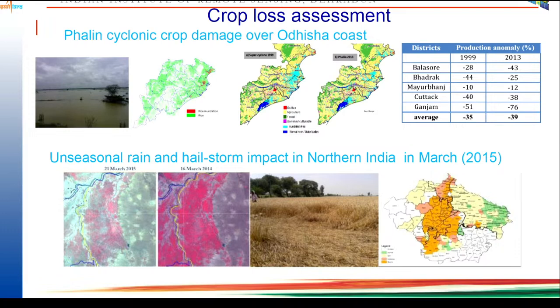So here, unseasonal rain and hailstorm impact. Apart from that, there is the cyclone Phailin, which has caused large scale damage in the crop area. On the Odisha coast, you see how much agriculture is affected, like the super cyclone and Phailin cyclone. There is a production anomaly you can see. Phailin cyclone has drastically affected the crop area of different districts in the Odisha coast compared to the super cyclone. So this kind of damage assessment and crop area decline, crop area affected, can also be mapped with satellite imagery.